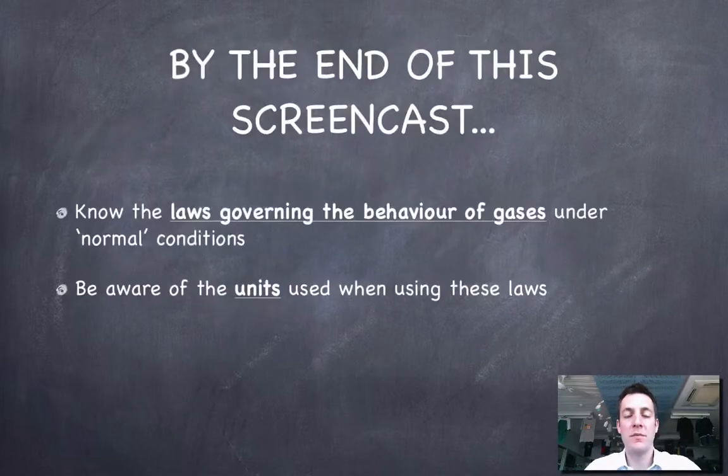So that was a look at the 3 important gas laws that we need to know about. In the next film, we're going to try and combine them into an ideal gas law. But for now, hopefully you understand what we mean by normal conditions. That is to say, not extremely high pressures and not extremely low temperatures when the particles start to interact quite significantly. And you'll be aware of the units like millimeters of mercury, dm cubed, cm cubed, degrees centigrade compared to Kelvin, and so on and so forth.